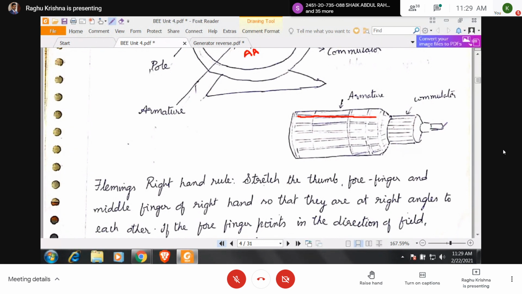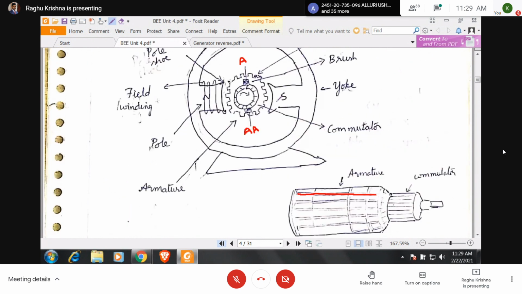Generally, this is a generator. Here we apply the mechanical power and rotate this shaft, and we get the voltage across the terminals. A are the terminals of the armature.